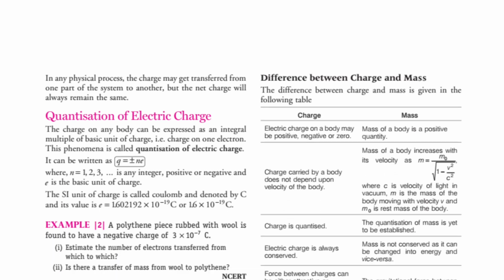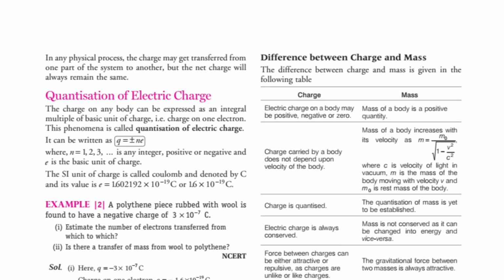Then quantization of electric charge. The charge on any body can be expressed as an integral multiple of basic unit of charge, that is charge on one electron. This phenomenon is called quantization of electric charge. Okay, the charge on any body can be expressed as an integral multiple of basic unit of charge.